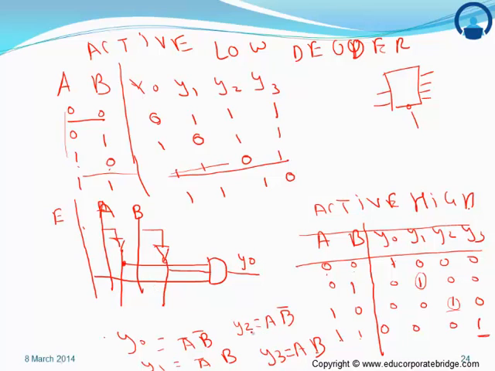Similarly, let's check out Y2. Y2 will be A and B bar, and the third pin will be the enable pin, as the decoder will work only when the enable pin is high. Similarly, we can draw for Y3 and Y4. So this is the logic diagram for the 2x4 decoder.